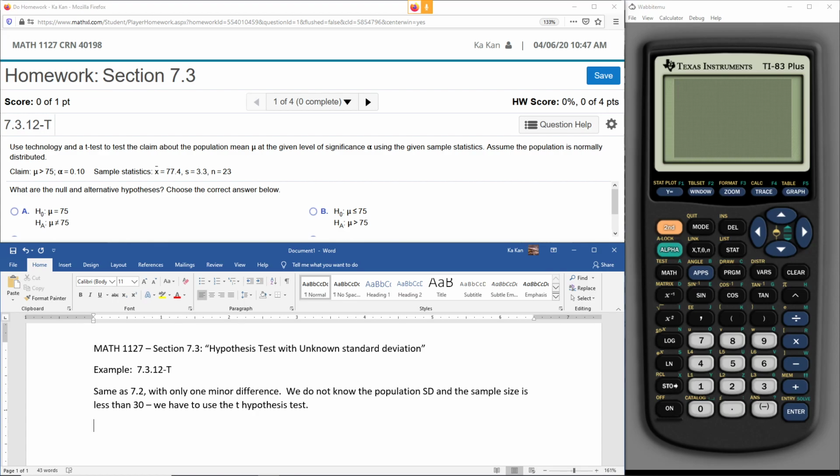So the only difference, first let's construct the test. First we have to do the claim: the mean is bigger than 75. So we can just say, let me get the mean here.